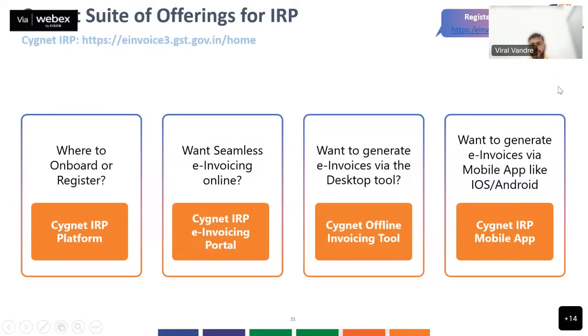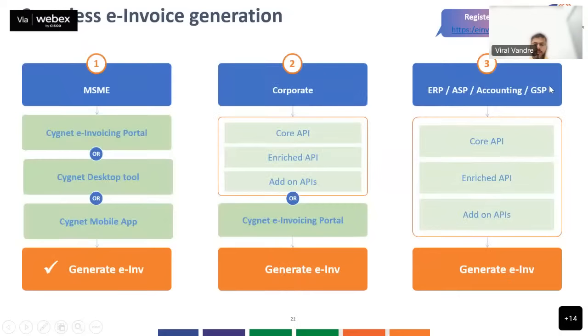For the taxpayers who want to utilize the offline way of generation of the e-invoices, or if you want to opt for a desktop-based solution, we have the Signet offline invoicing tool for you. We also have a mobile app which has full-fledged functionality of generation of e-invoices and a statistics dashboard. So whichever segment you fall into, whether you are an MSME, a corporate, or an ERP or a GSP provider, we have the solutions catered for all your needs.